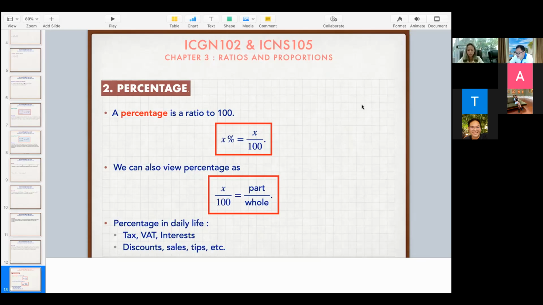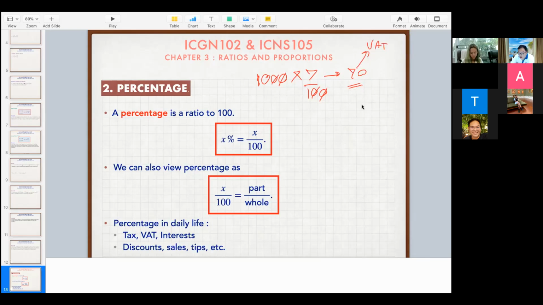Natamon said 7%, right? 7% out of the cost of the product that you purchase. For example, when you go to a restaurant and the cost of your meal is 1,000 baht, you have to pay 7%, that is 7 over 100. It means that you have to pay 70 baht for VAT, or value added tax, here.